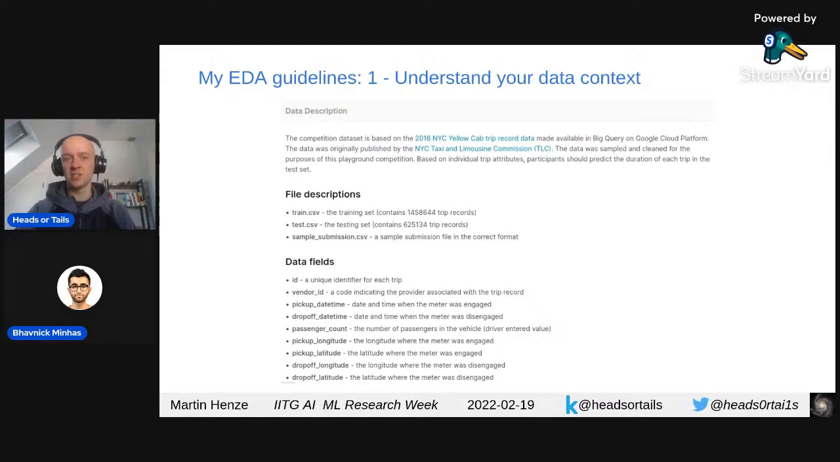So usually there's some context around the competition. There's a data description that tells you about where the data comes from, what the different data types are, right? So, date and time, geographical features, longitude and latitude, and something like this. So you want to read everything. Most people don't, which still surprises me.